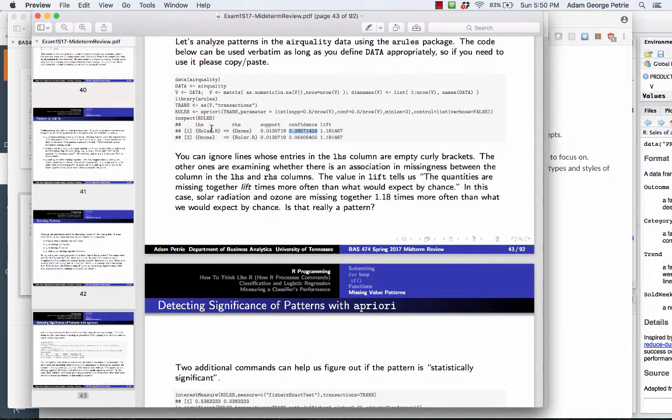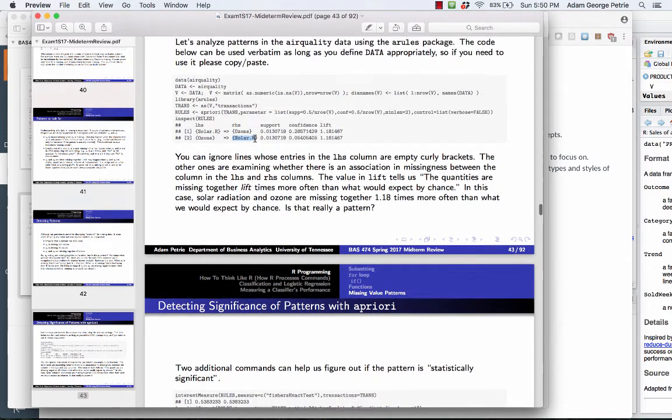So if solar radiation is missing, then ozone is missing with a 29% chance. So it's a good interpretation of that word confidence, but the key skill is basically translating what that rule means just in English. If solar radiation is missing, then ozone is also missing. If ozone is missing, then solar radiation is also missing.